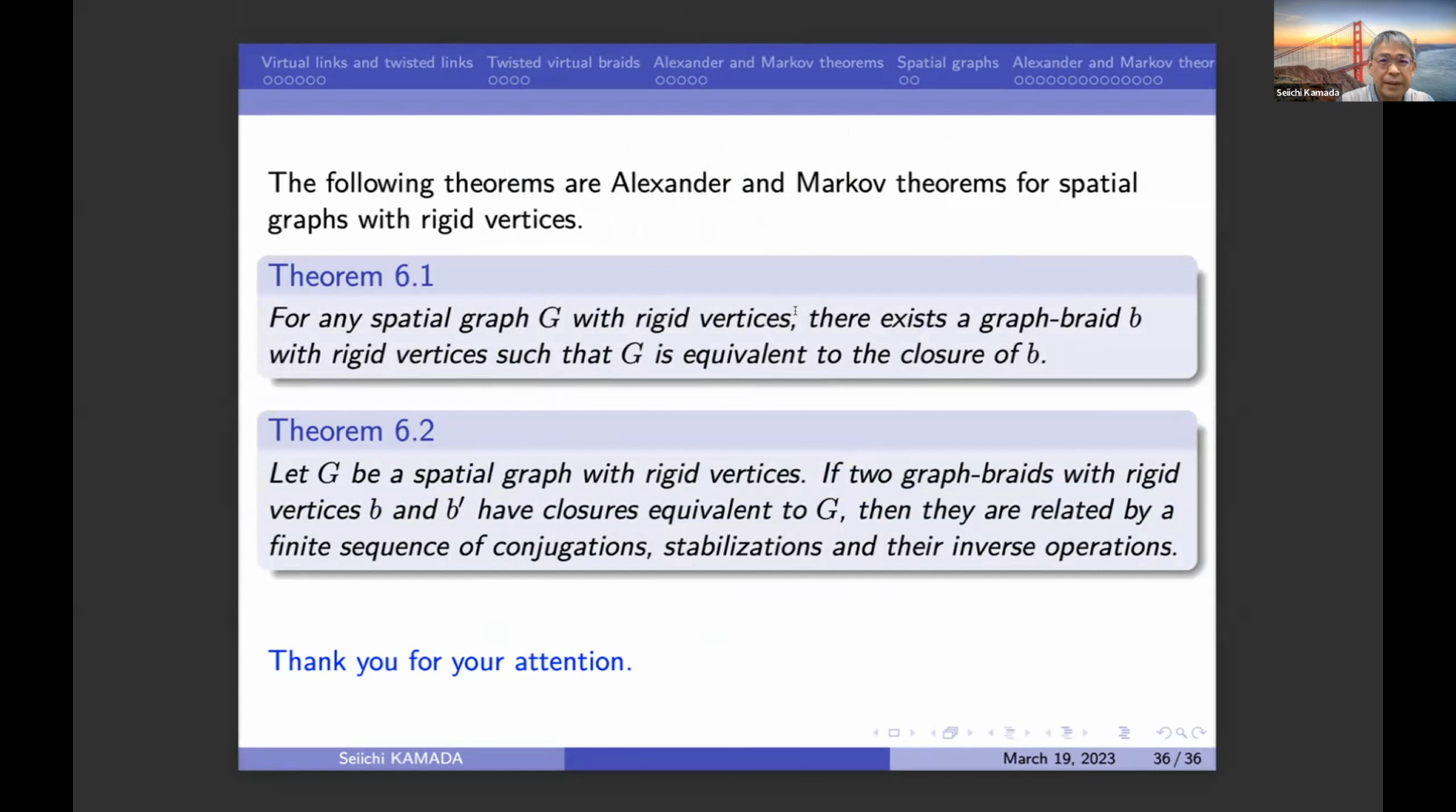Now the Alexander and Markov theorems. The Alexander theorem is, as usual: for any spatial graph G with rigid vertices, there exists a graph braid B with rigid vertices such that G is equivalent to the closure of B. And the Markov theorem is similar, but the difference is we don't need graph braid stabilization, just conjugation and stabilization. So we don't need graph braid stabilization in the rigid vertex case. So maybe Andrei's question is on this one. The rigid case and the non-rigid case have different statements.